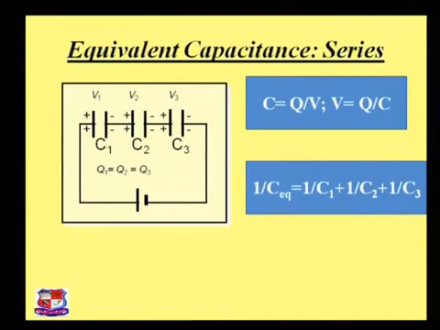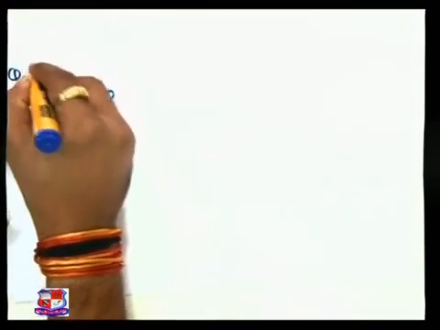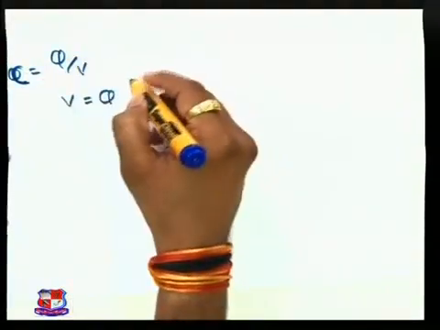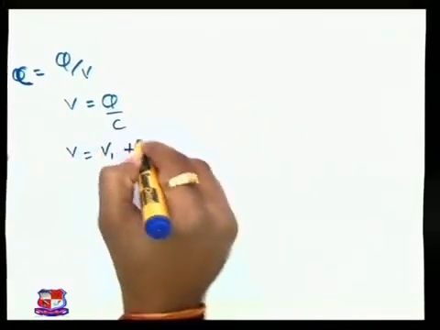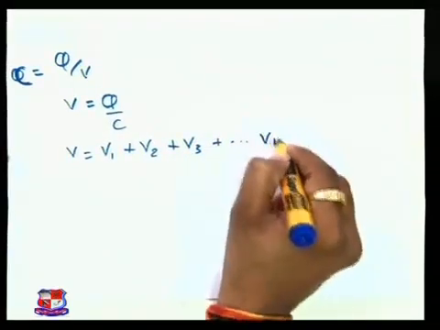That is the same. So by using the equation C equals Q by V, or V equals Q by C, we can find out that V equals Q by C. Now V equals V1 plus V2 plus V3, and in the general form, Vn.